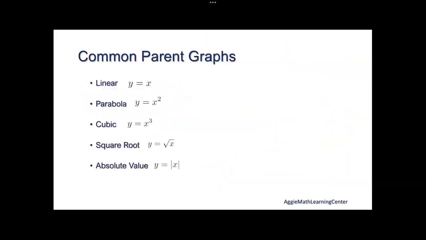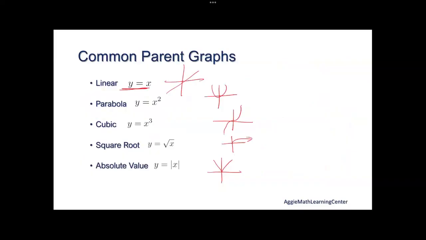Okay, awesome. Okay, common parent graphs to know. These are the parent graphs that you will typically use when asked to perform linear transformations on graphs. We have y equals x, the classic, y equals x squared, y is equal to x cubed, y is equal to square root of x, and then y is equal to the absolute value of x.